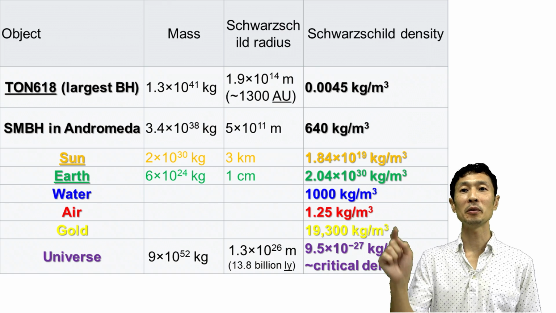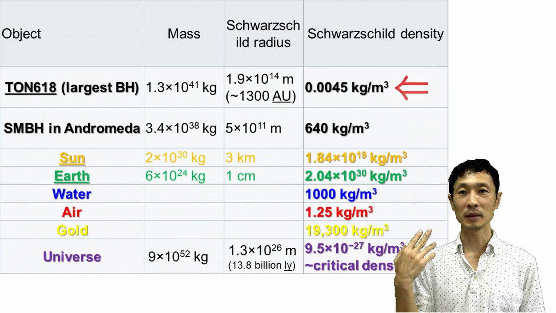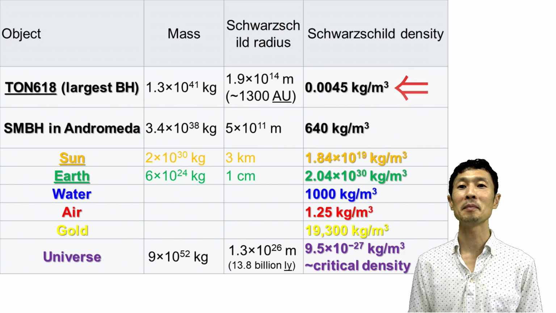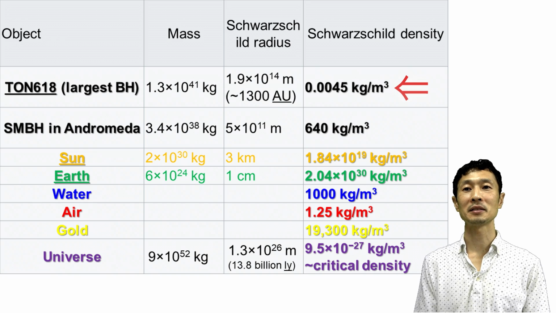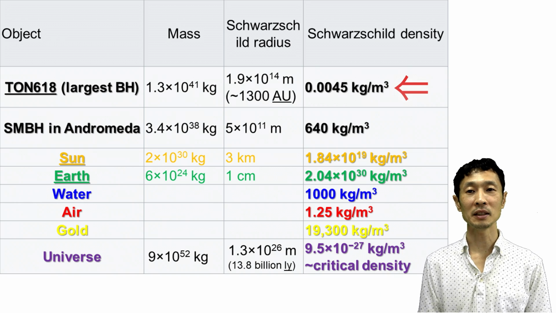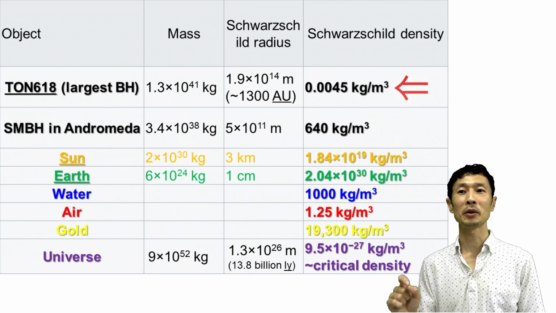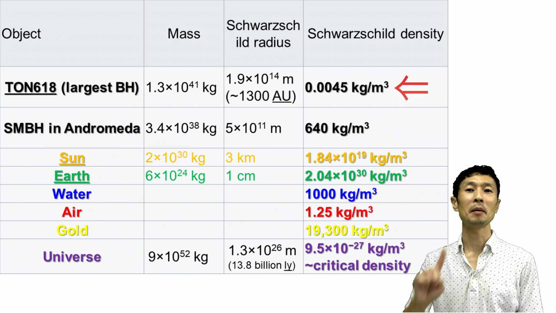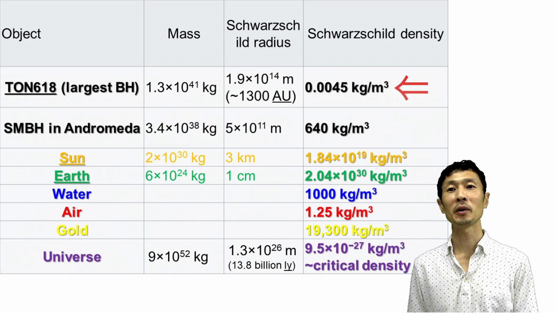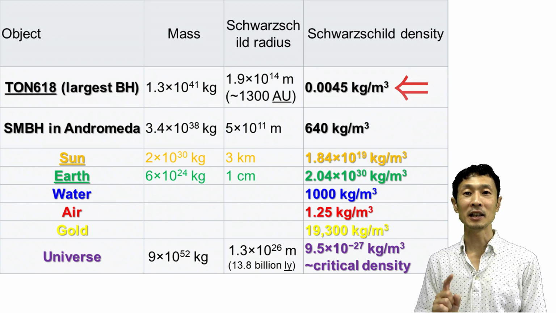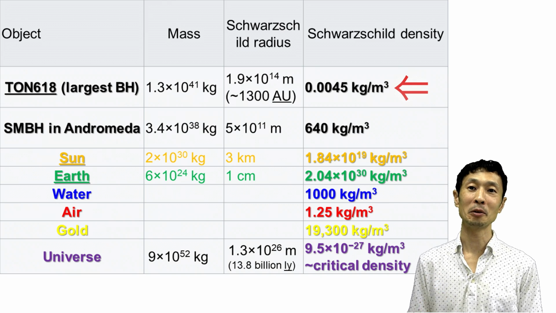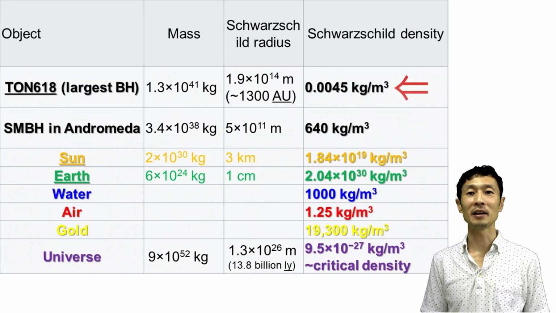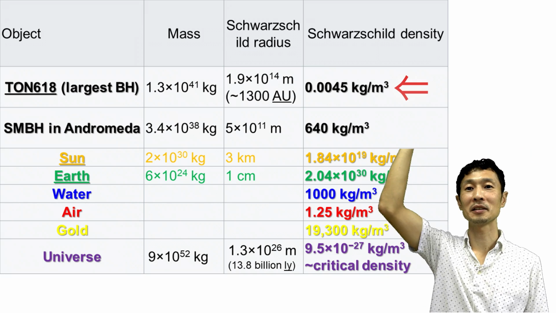Let's look at TON 618. This is the largest supermassive black hole we know today. Its mass is 10 billion times more massive than the sun. And if you calculate the Schwarzschild density of this black hole, it's 0.0045 kilograms per cubic meter. Do you know the density of air? About 1 kilogram. So this TON 618 supermassive black hole, its density is less than that of air. So if you throw this supermassive black hole into the air, it's going to float like an air balloon.